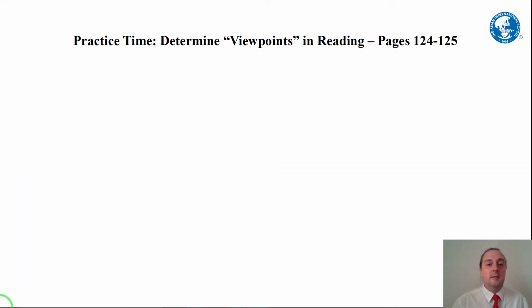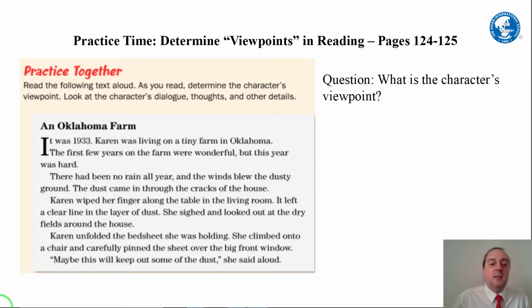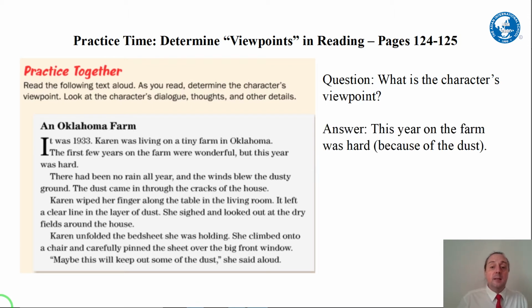Okay. So let's practice. What I want you to do, take 2 minutes and read this short story about an Oklahoma farm, and tell me, what is the character's viewpoint? I'll give you 2 minutes. Okay, so what do you think is Karen's viewpoint in this story? The answer is, the year on the farm was hard because of the dust. She's lived there many years, but this year the dust made it very hard to live there.